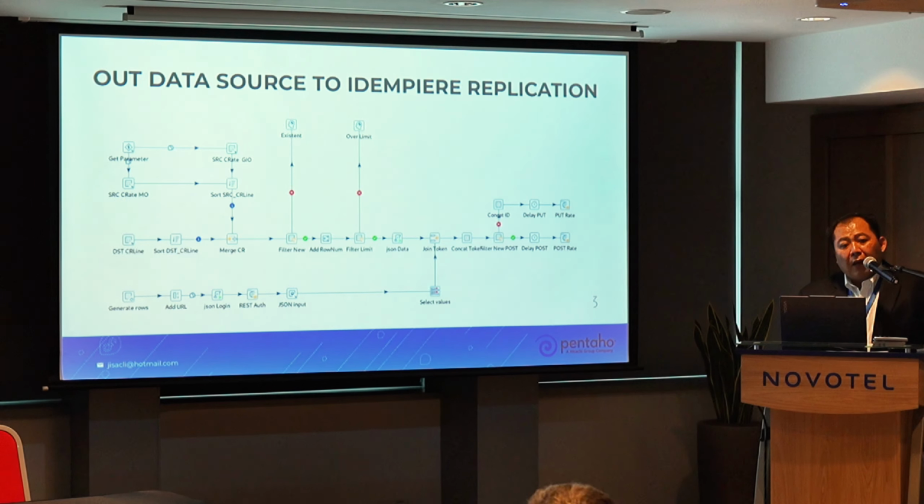Now, this sample shows how we use Pentaho to migrate Compare to iDempiere. So we have 2 instances of Compare. We read from 2 different databases, combine them, and on the other hand we get the login and acquire the token. In iDempiere we check if the data exists, and after we check, we decide to run a post for a new record or a put for an update. Okay?